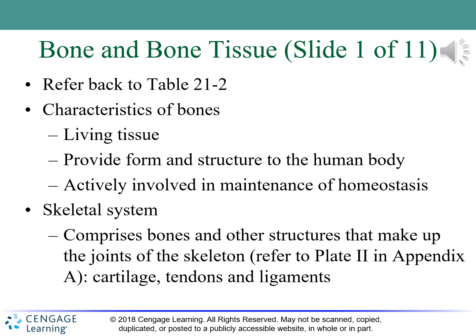So on page 891 under bone and tissue, you see the characteristics of bone, the living tissue. It does provide the form and the structure to the human body. In that second paragraph, second sentence, the skeletal system comprises the bones and other structures that make up the joints of the skeleton. Those other structures include the cartilage, tendons, and ligaments that hold the skeletal framework together. And then it talks about the following functions that the skeleton performs.